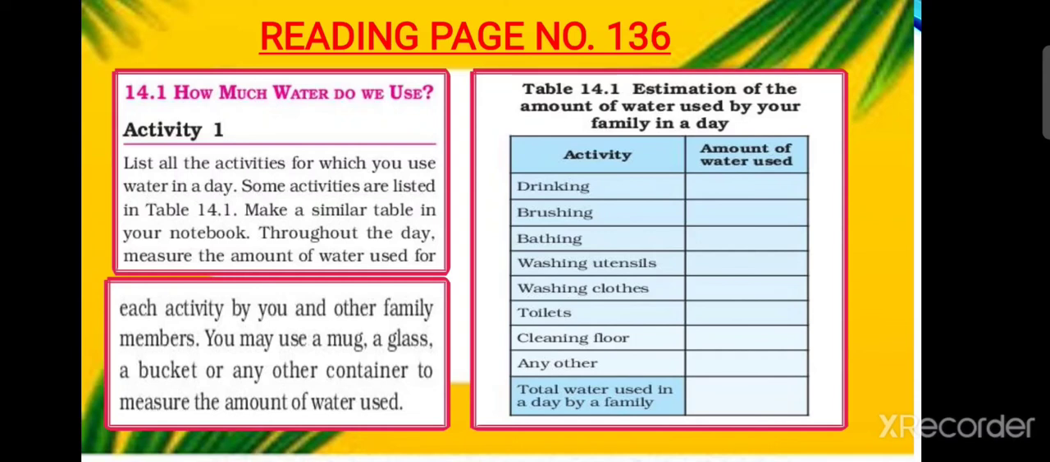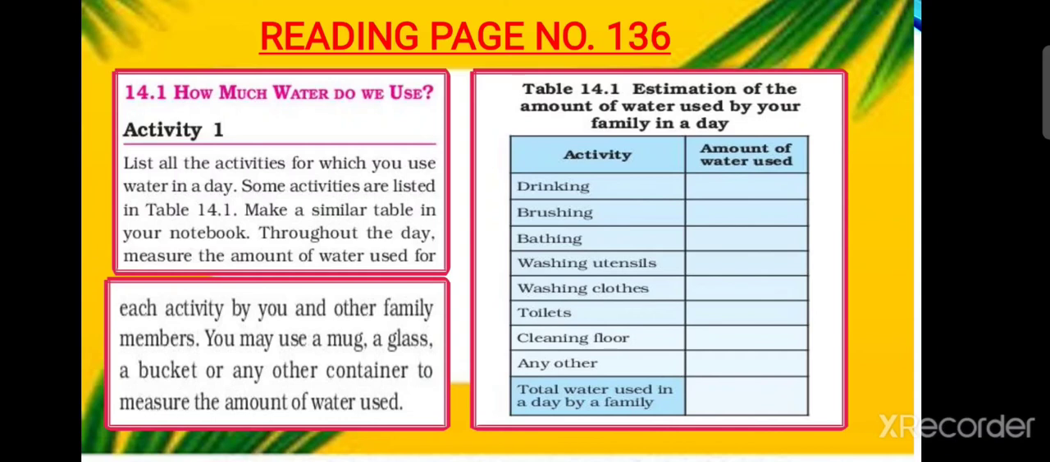For example, it is asked that you list out activities, and we are doing it individually. But here in the table it is asked for the family, so not only for yourself, you will have to do the calculation for the complete family.